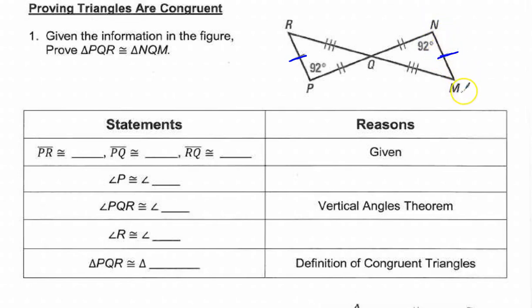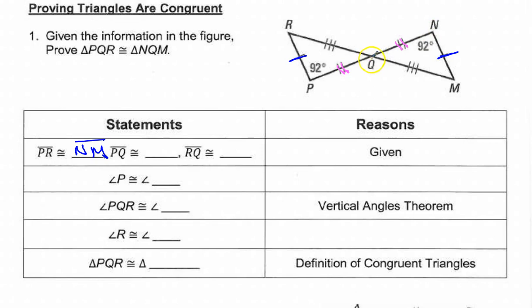Should we call it NM or MN? We're going from the 90-degree angle to this one, 92-degree angle to this one. So we got to go from the 92-degree angle to M. Don't forget your segment symbol. Segment PQ, this side is congruent to this side.